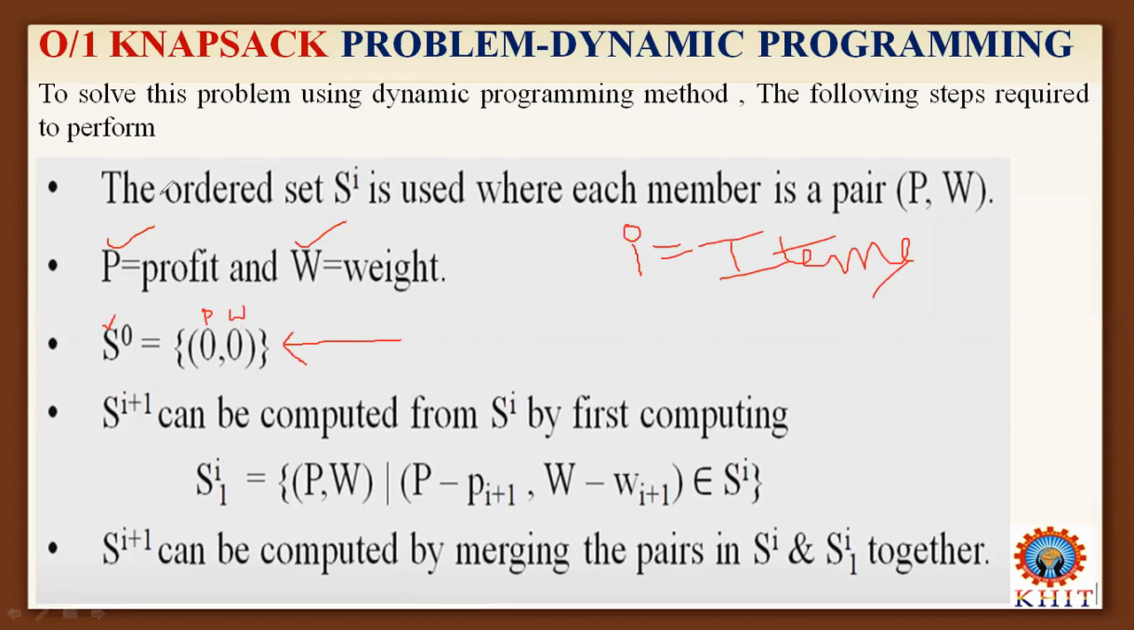Now we will see what S power 1 is. S power 1 means the first item's profit and the first item's weight. Here you have selected one item, I1, which means P1 and W1. So S power 1 means you can fill the knapsack with one item, earning its profit, and the weight of the item is also filled.